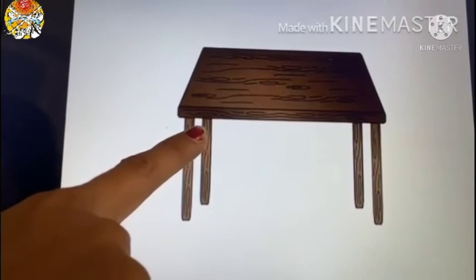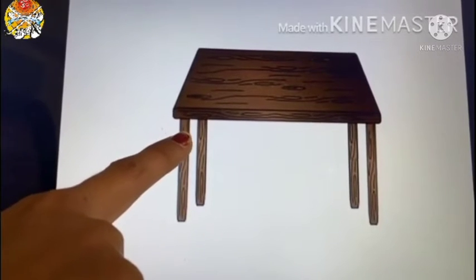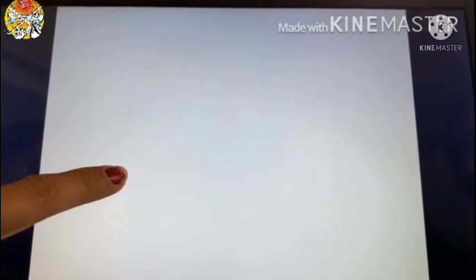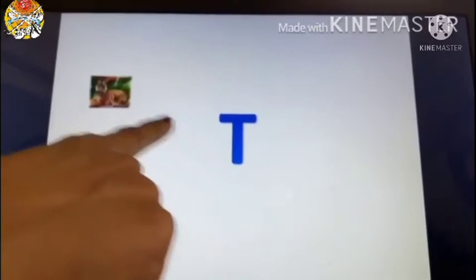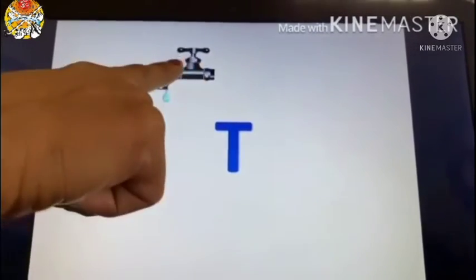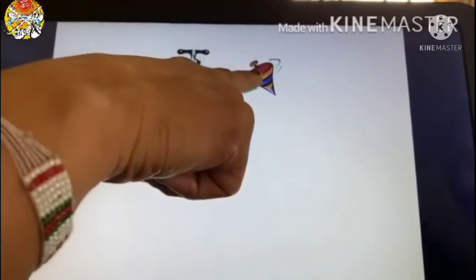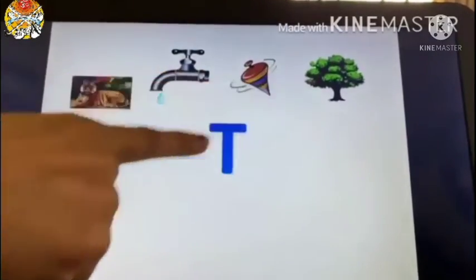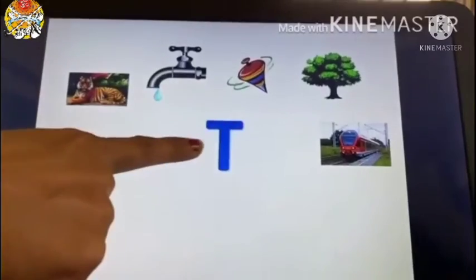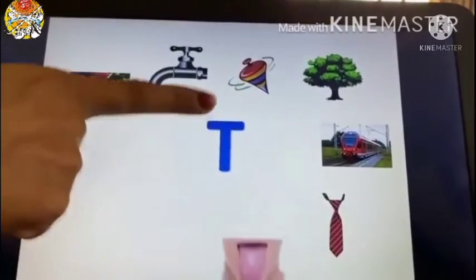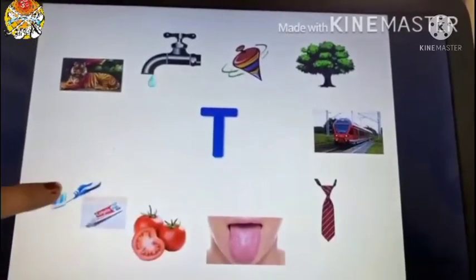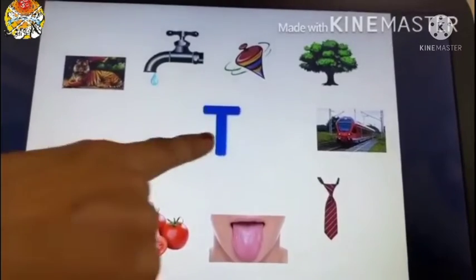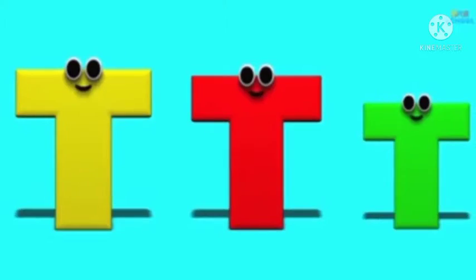T for table. We keep things on the table. Now we will revise one time. Okay. Capital letter T. T for tiger. T for tap. T for tree. T for train. T for tie. T for tongue. T for tomatoes. T for toothbrush and toothpaste. T for table. The letter T.